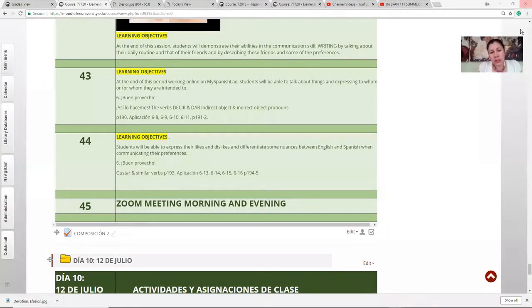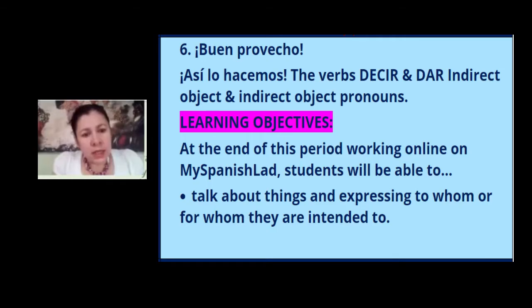I have this piece to share with you. The topic that we're going to work on now, as our calendar indicates, is the verbs dar and decir, and then indirect object pronouns, which we're going to need for gustar and similar verbs. I'll explain to you in a minute why.